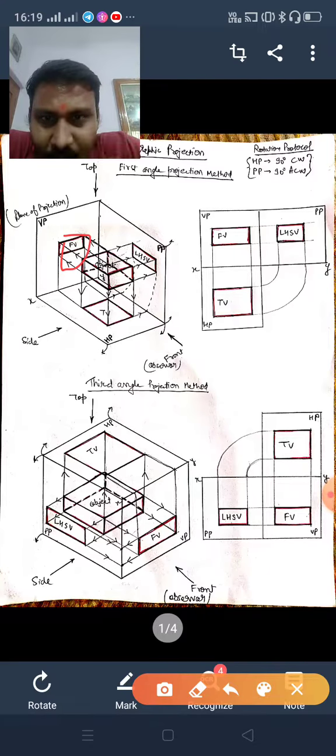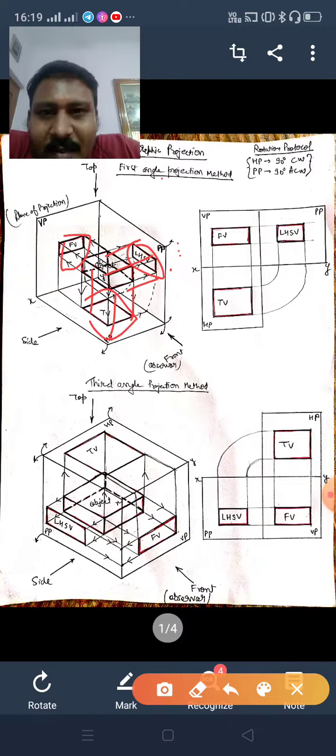Again from the top, the observer is seeing, and this is the horizontal plane, this is the object. So you are seeing this object directly, projecting it, and you will get the top view. Similarly from the side, you are seeing it from the left side, but the profile plane is here. So that's why you are getting the left hand side view over this side. So this is projected over here, and you are getting this side view here.